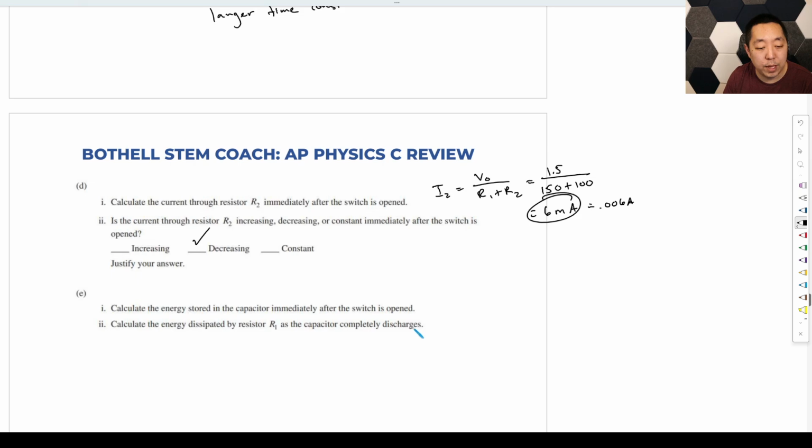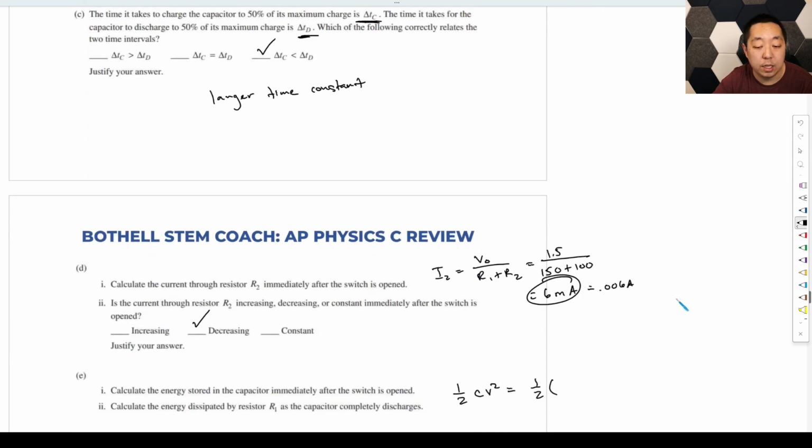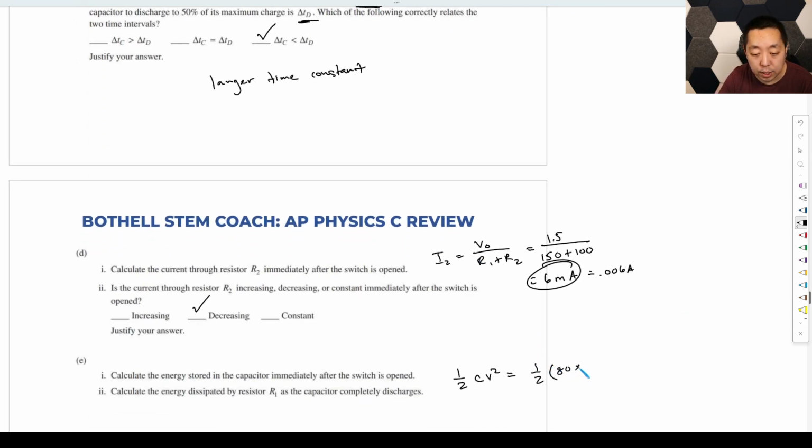Calculate the energy stored in the capacitor immediately after the switch is opened. Energy stored in the capacitor is 1/2 CV squared. So that's 1/2. They tell us what the capacitance was, 80 microfarad, 80 times 10 to the negative 6. And then the voltage was 1.5 squared immediately after. So that's 0.5 times 80 e negative 6 times 1.5 squared. You're going to get 5.6 times 10 to the negative 5 joules.